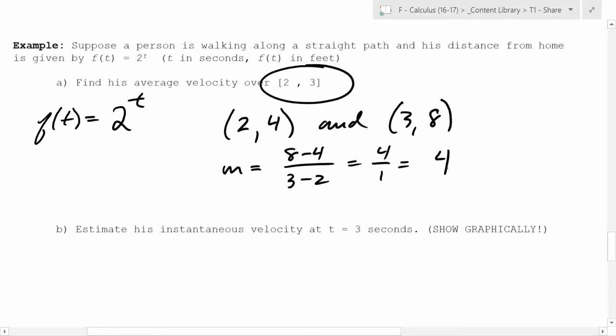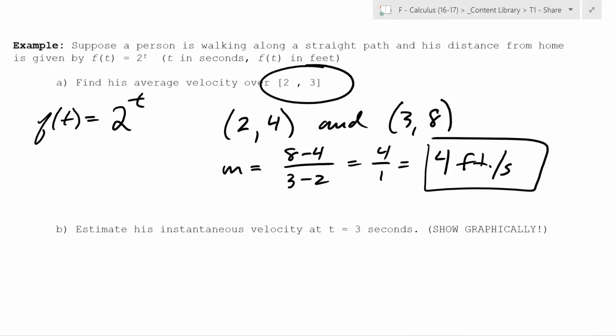So what's that speed going to be? 4 feet per second. Yes, 4 feet per second right there. So that's the average rate of change from 2 to 3. Estimate the instantaneous velocity at t equals 3. And this is where, at the beginning, you're going to have to write the difference quotient immediately so you do it properly.